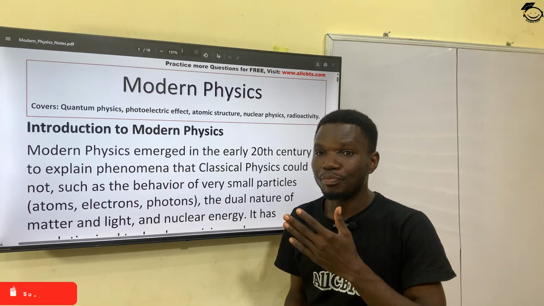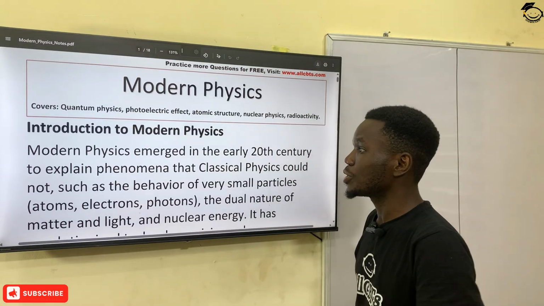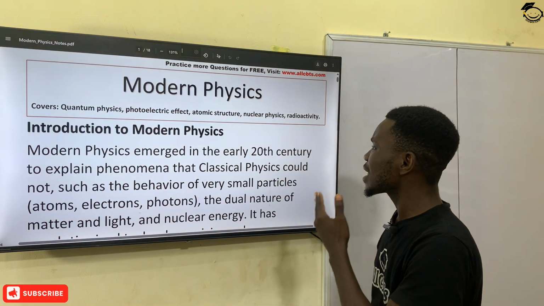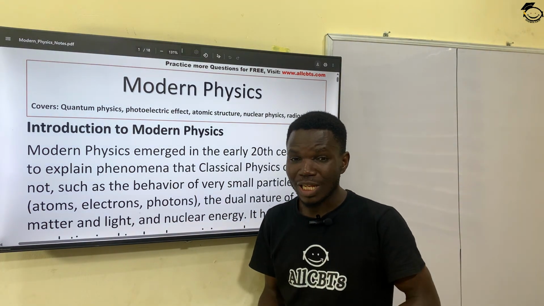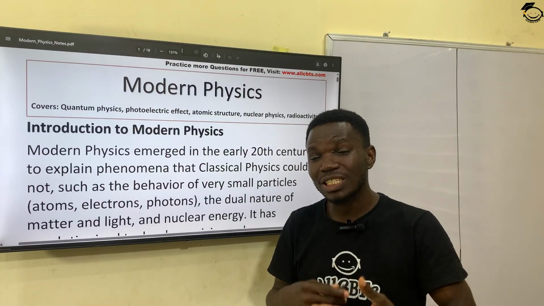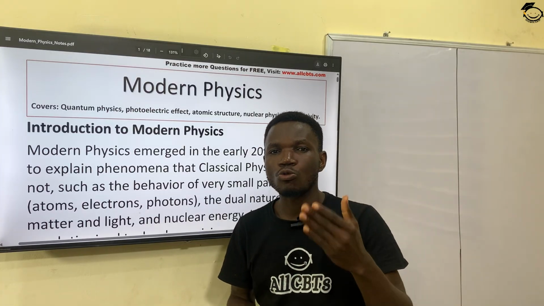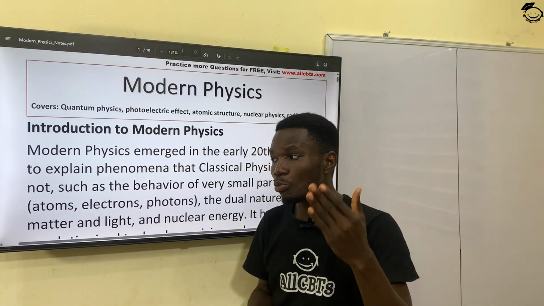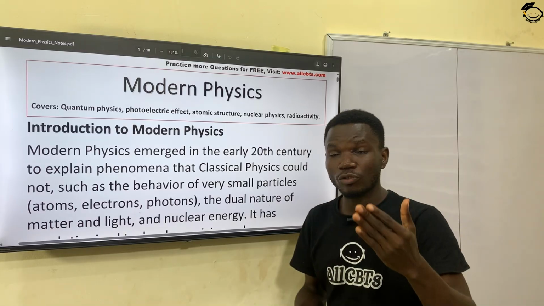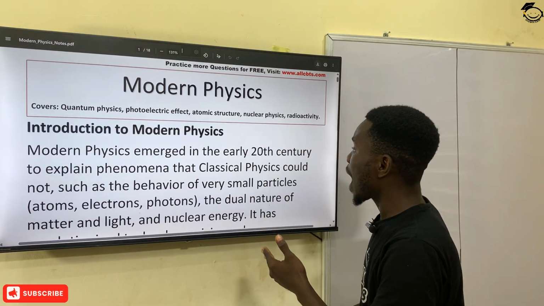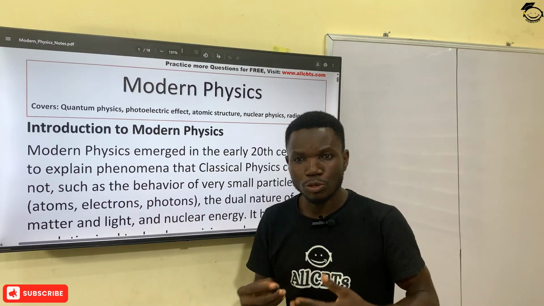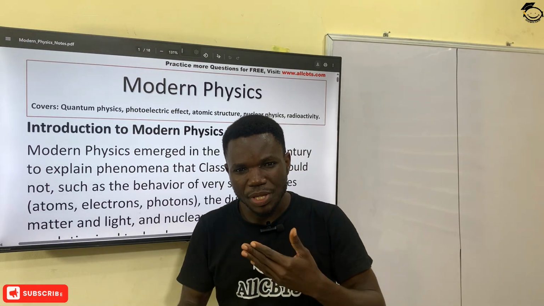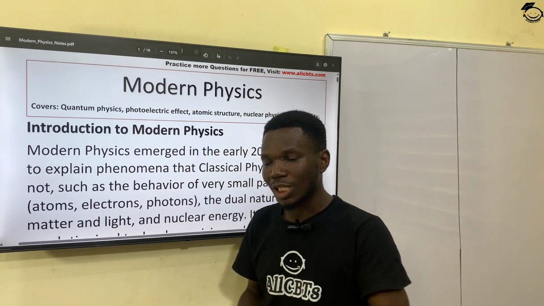Modern physics emerged in the early 20th century, and it wants to explain the phenomena that classical physics could not. There are some properties of matter that classical physics could not explain, and we explain that using modern physics. Some of those things are the behavior of small particles, like atoms, electrons and photons. Classical physics could not explain how they behave.